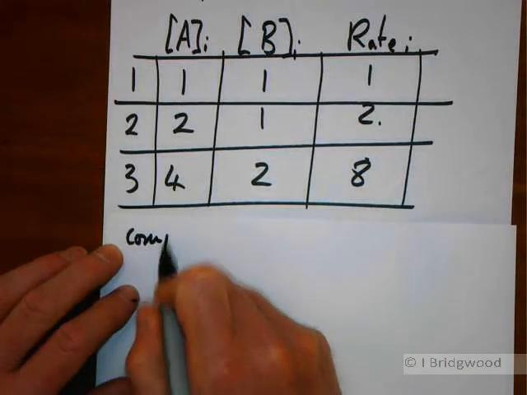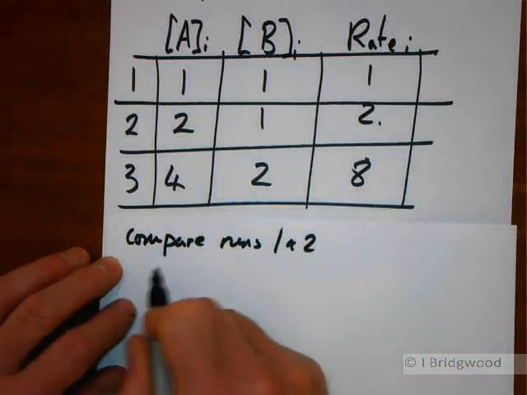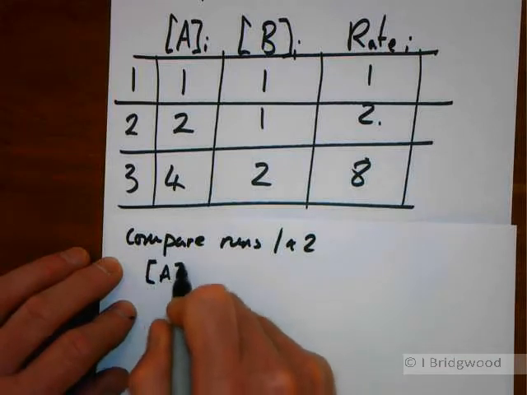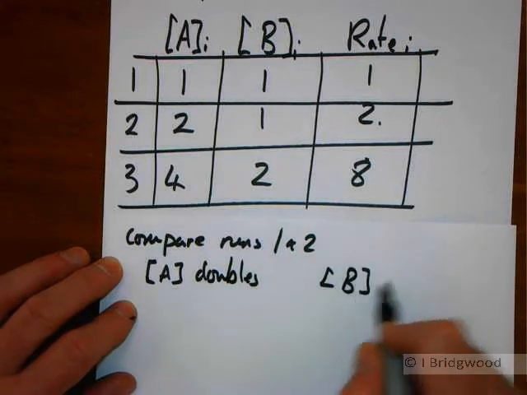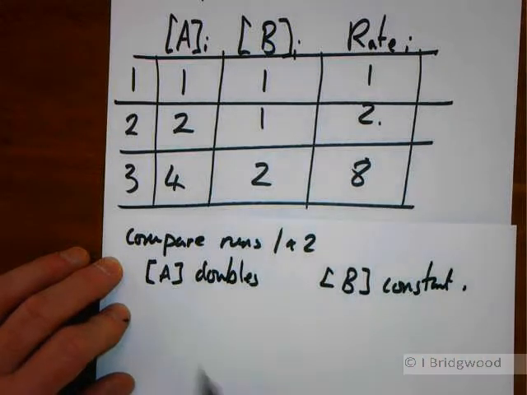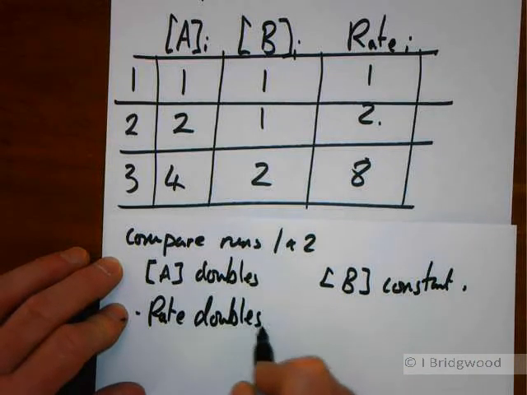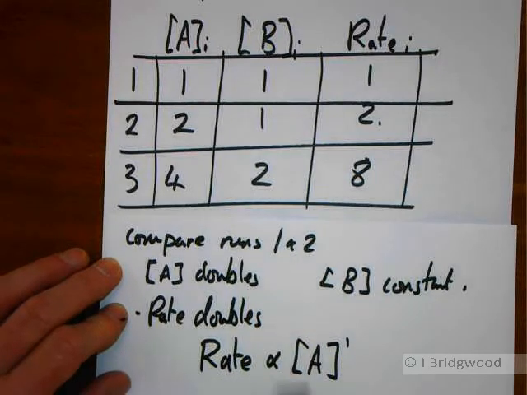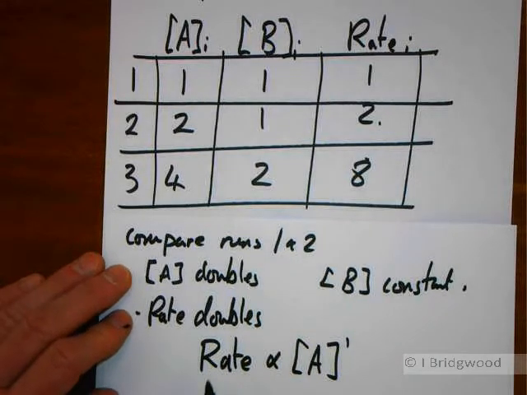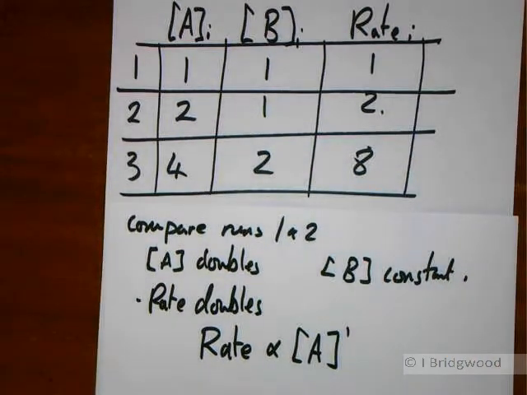runs 1 and 2, you can see that the concentration of A doubles and the concentration of B is constant. You can also see that the rate doubles. So therefore it's first order, nice and straightforward. Rate is proportional to concentration of A to the power 1. Double the concentration of A and the rate of reaction doubles. So that's nice and straightforward. So we know it's first order with respect to A.